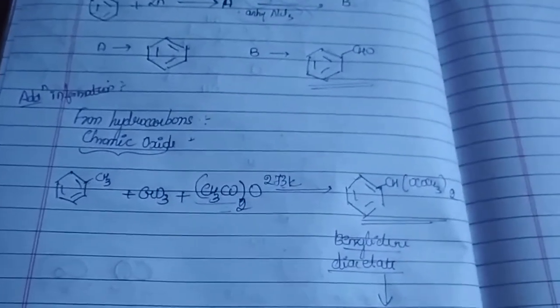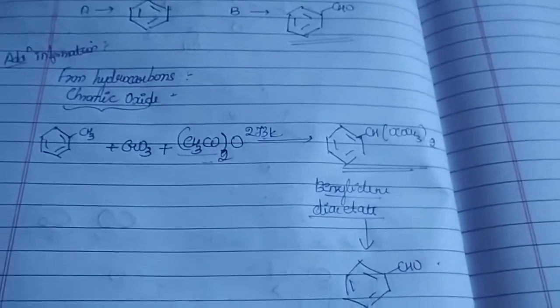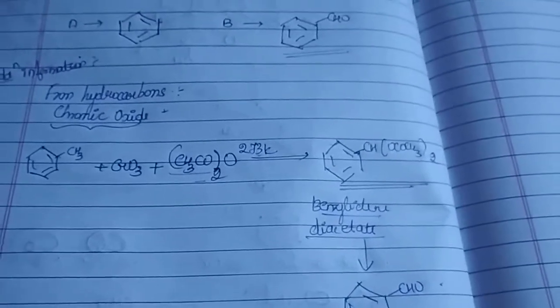So what happened when toluene was treated with chromyl chloride? Of course, we got a chromium complex.